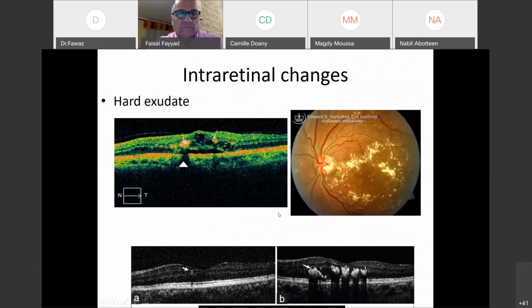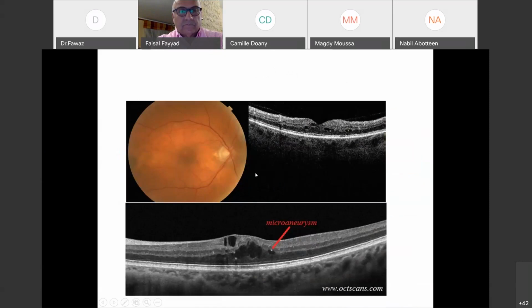Okay. So the other findings we see as intraretinal changes is the hard exudate. Usually we look at the hard exudate as hyperreflective dots. Usually we find it on the OCT with back shadowing, because the hard exudates absorb most of the incoming rays, and behind it we see an empty space. We call it back scattering or back shadowing. So we need to pay attention when we look at these hyperreflective dots on the OCT with back shadowing as a hard exudate.